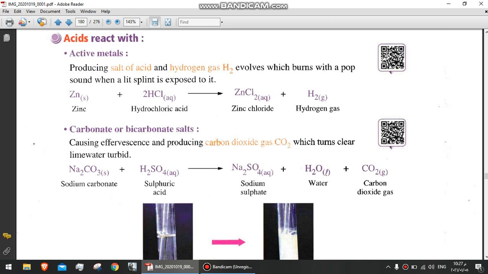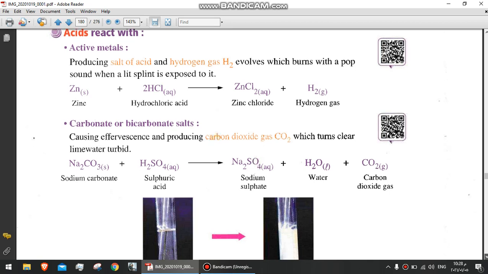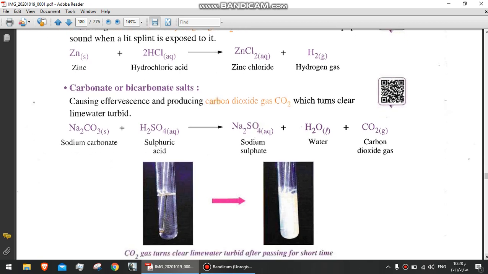You know the chemical activity series, from which we will know the activity of a metal, whether it is more active than hydrogen or less active than hydrogen. Carbonates or bicarbonates, when interacting with an acid, form a salt and evolve two products, water vapor and carbon dioxide, as we see in the following reaction. Sodium carbonate with sulfuric acid produces sodium sulfate, water, and carbon dioxide gas.